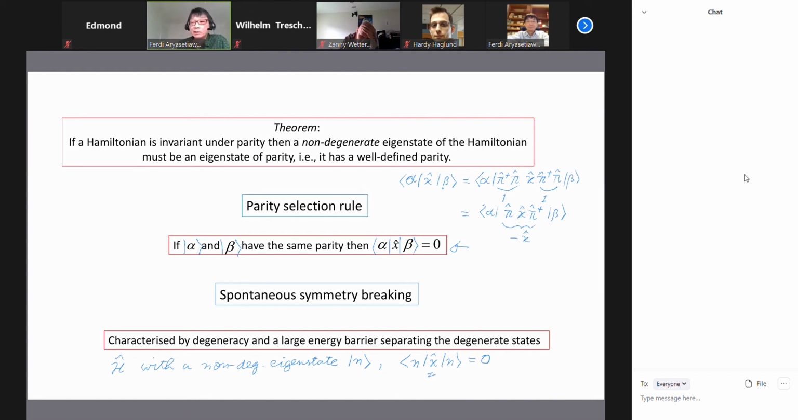And the reason for this is because we just proved the theorem that if I have a non-degenerate eigenstate, then it must have a well-defined parity. So you have the same parity, in other words. So then this matrix element must be 0. Without doing any calculations, we can tell that it is 0.